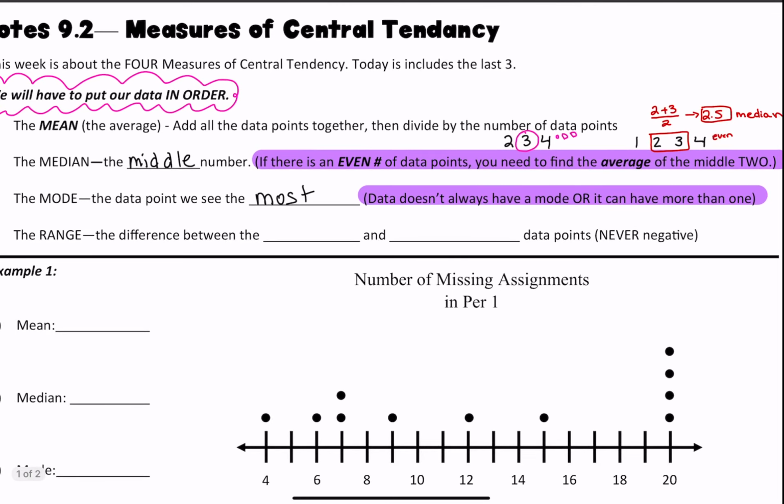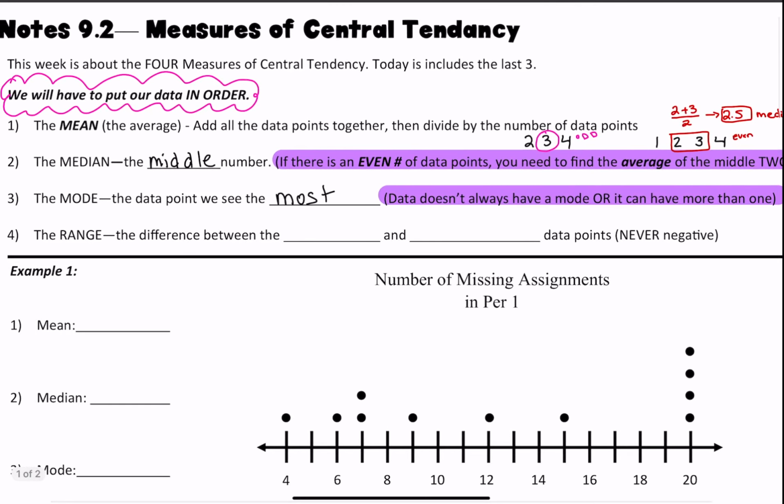And then the last measure of central tendency is the range. So this is the difference between the biggest and the smallest number, our data points. Now, this should never be a negative, okay? Never. Let me say this again, never.